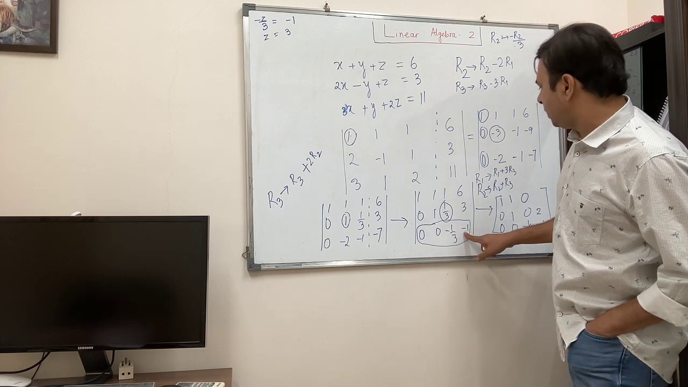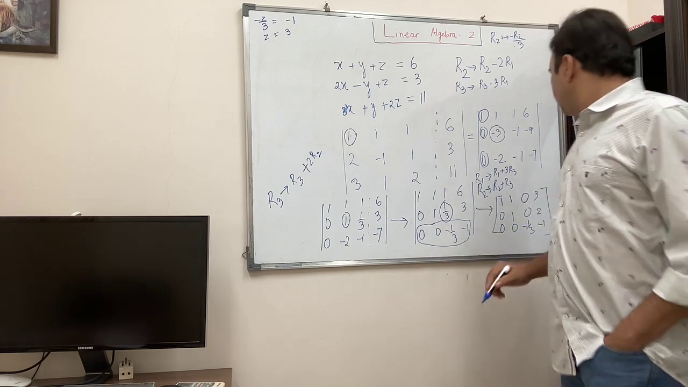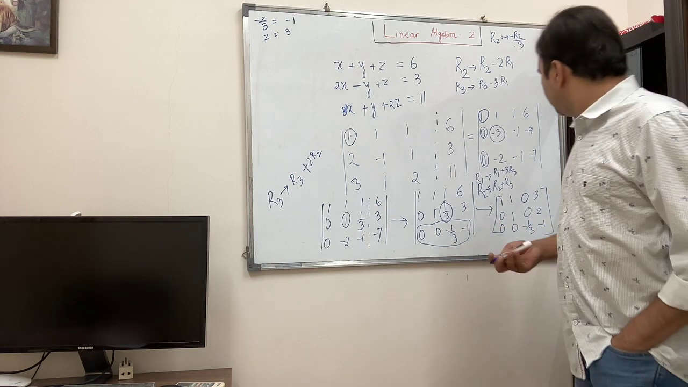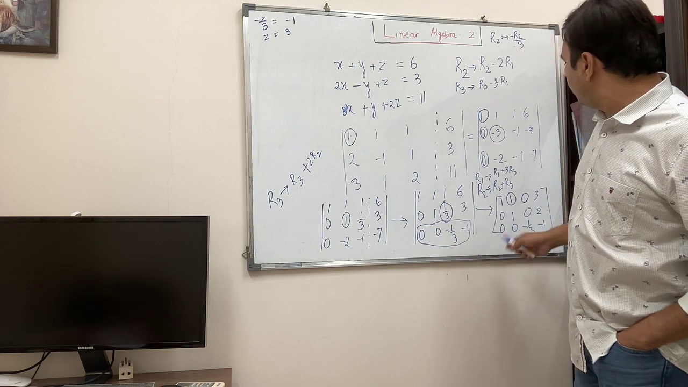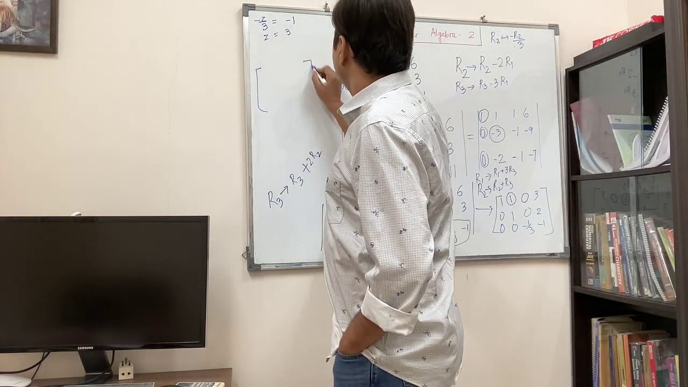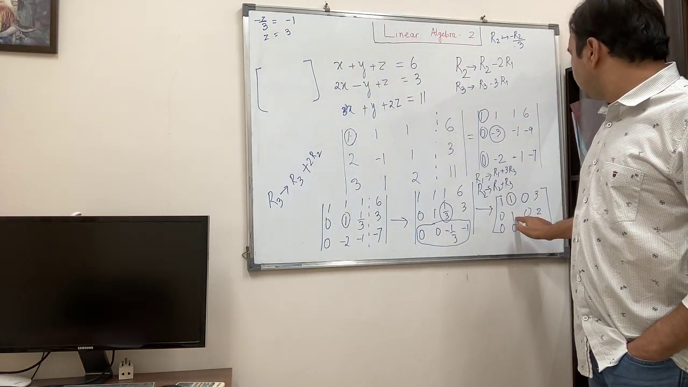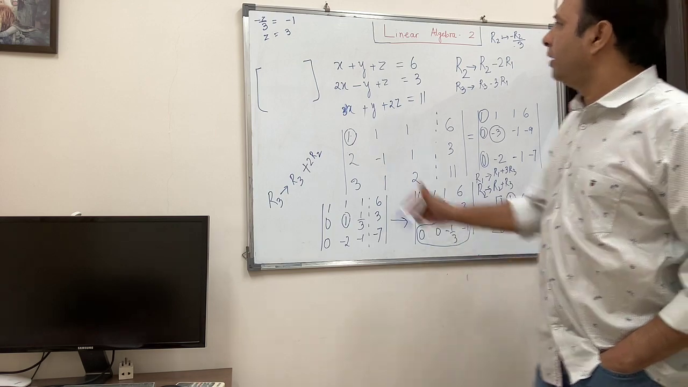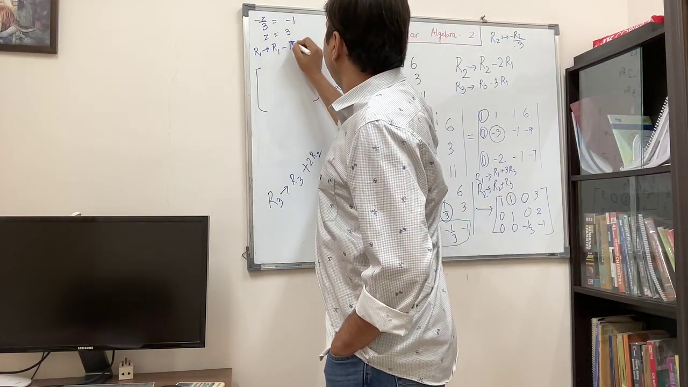3 times this is minus 3. When I add it to 6, it becomes 3. You see, I can do this step one more time. I can kill this 0 also by doing another operation. So the final one here, where I can use this one to make this one 0. So I can do R1 goes from R1 minus R2.